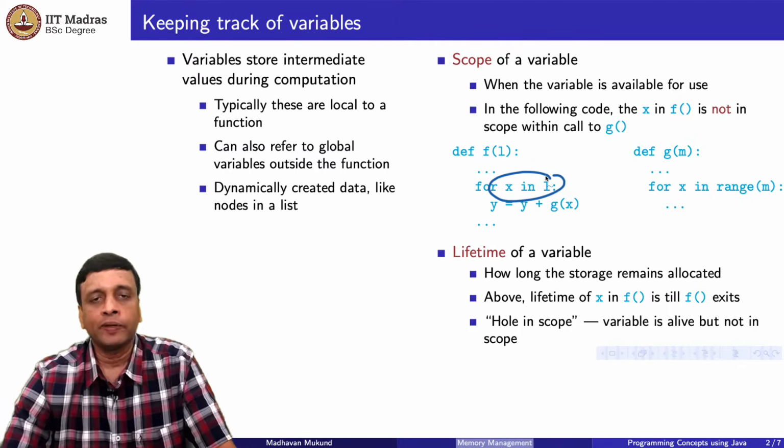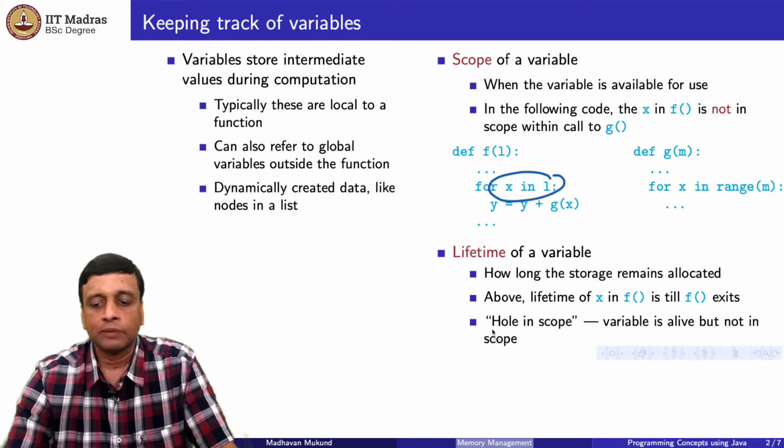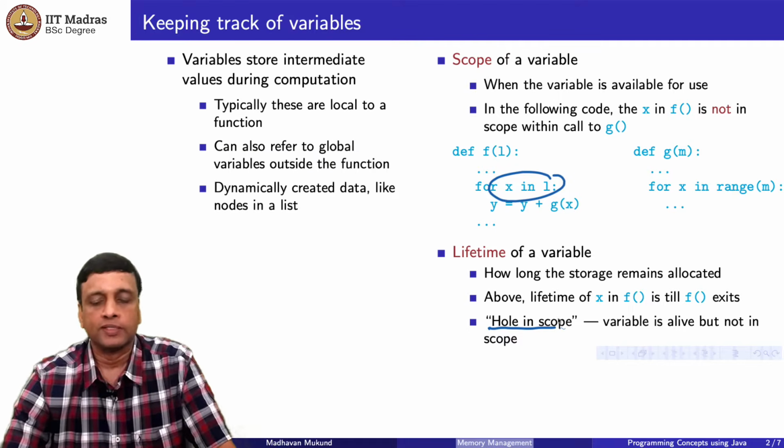So the lifetime of a variable tells us from the time that we allocate space for the variable, how long that space is available in memory without getting destroyed. So the lifetime can, as we saw in this example, exceed the scope. There may be periods when the lifetime of the variable is valid, that is, there is still storage for that variable, but because of the way our code is written, it is not in scope. So this is sometimes called a hole in the scope, right? So there is a period during the lifetime of a variable when we cannot actually access it because it is not available to us.